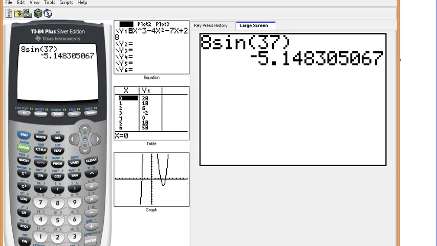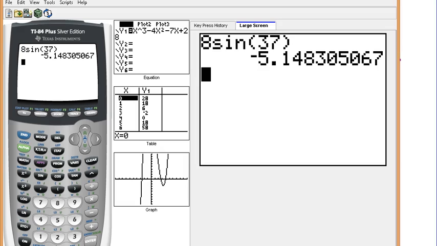I get negative 5.148. We can just round that to 2 decimal places. I hope some of you are thinking about, if this is the length of a side of a triangle, we shouldn't have a negative length. Okay? So there's a problem here.